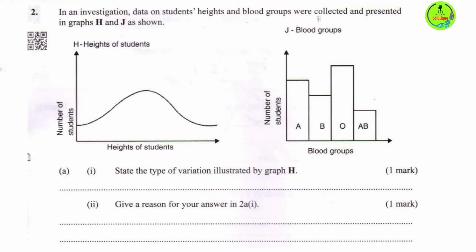In an investigation, data on students' heights and blood groups was collected and presented in graphs H and J as shown. So we are having two graphs, one based on the height of students and the other on blood groups. So A Roman 1, state the type of variation illustrated by the graph H. Now, when we talk about variations, these are simply differences that are present in members of the same species. For example, the differences that are present among humans are what are termed as variations.